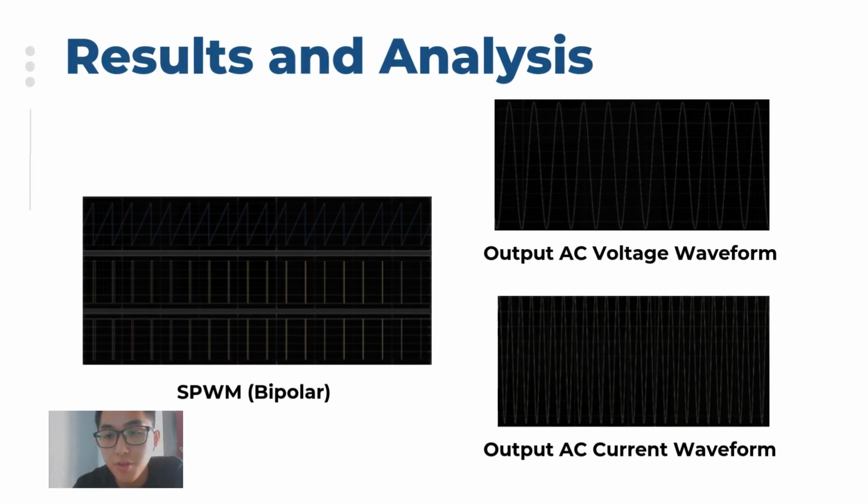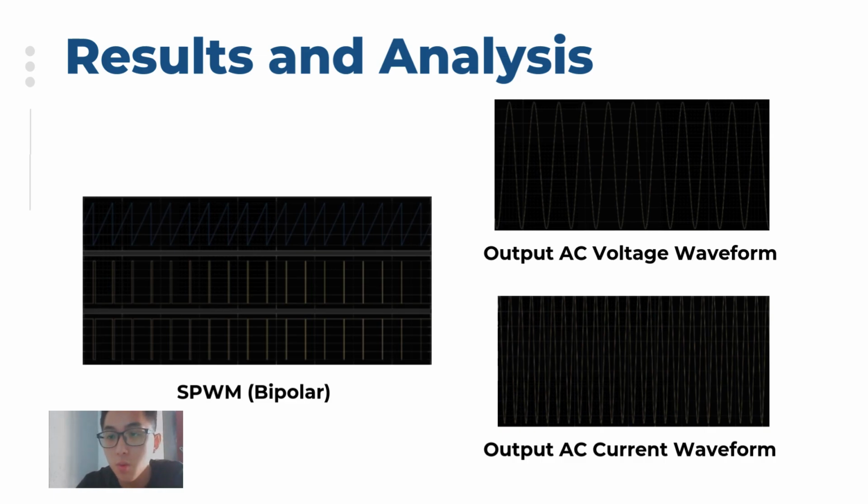So there are three outputs here. The first one is the bipolar SPWM waveform. The upper one is the carrier signal, the triangular carrier signal, and the lower ones are reference signal one and reference signal two. The impulse form is used to turn on the MOSFETs in sequence. And then we also show the output AC voltage waveform and also the AC current waveform.